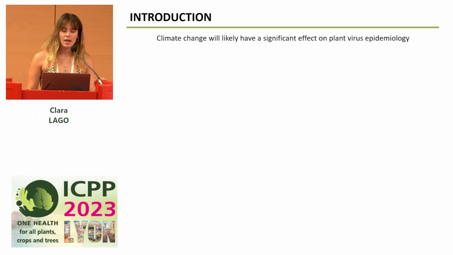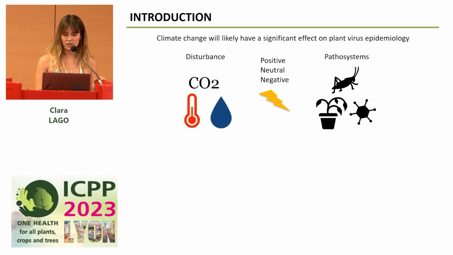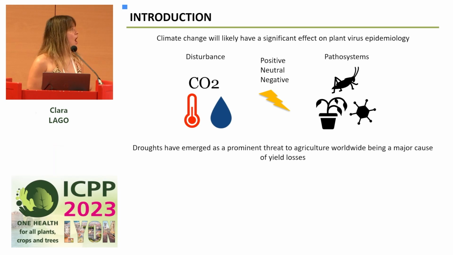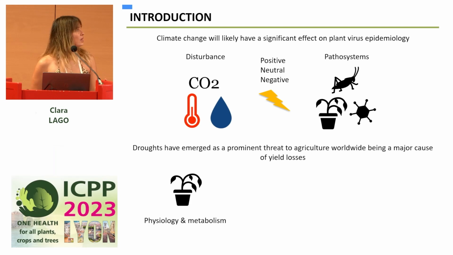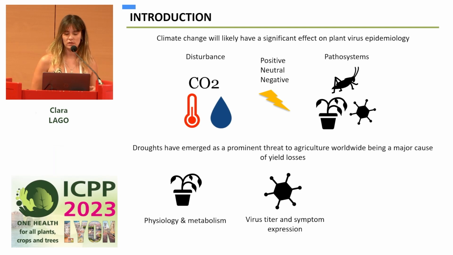situation worse. There are several studies that show that climate change will have a significant effect on plant virus epidemiology. When there is a disturbance in some abiotic stresses, such as the concentration of CO2, the temperature, or the water availability, it may have a negative, positive, or neutral impact on the pathosystems. Among different stresses, drought has emerged as a prominent threat for agriculture worldwide, being a major cause of yield losses. Drought may have a direct impact on plant physiology and metabolism, affecting the defense response. It can also impact the virus titer and the symptom expression, or directly affect vector behavior.